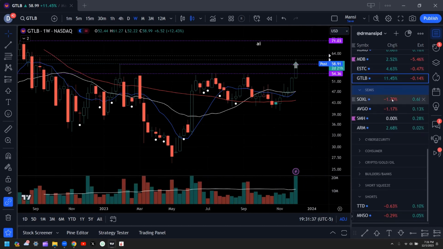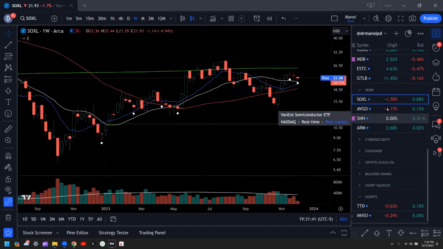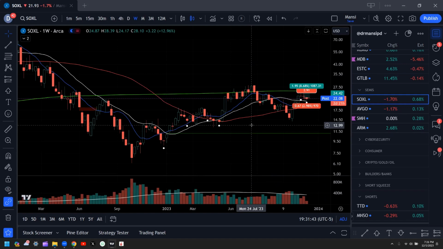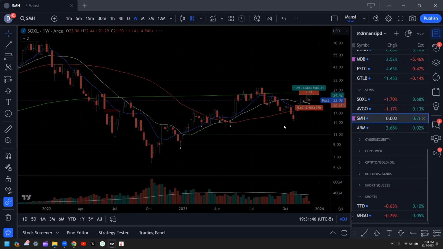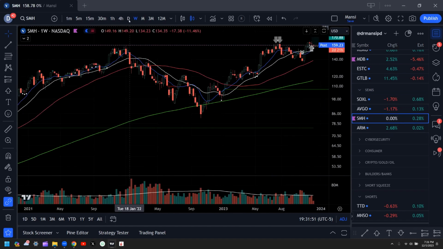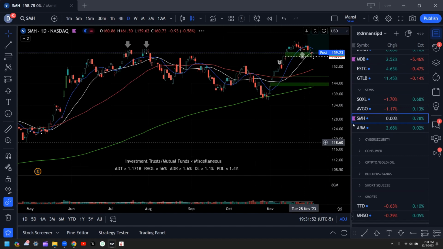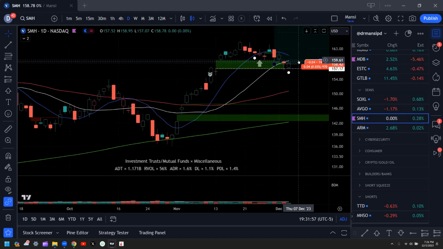Now let me take a look at the semis. So I already have NVIDIA, but I'm happy to add SMH. This one was on my watch list today as well and is super constructive. So I will keep this on the watch list. I would take an entry above today's high and take a stop at either tomorrow's low or today's low.